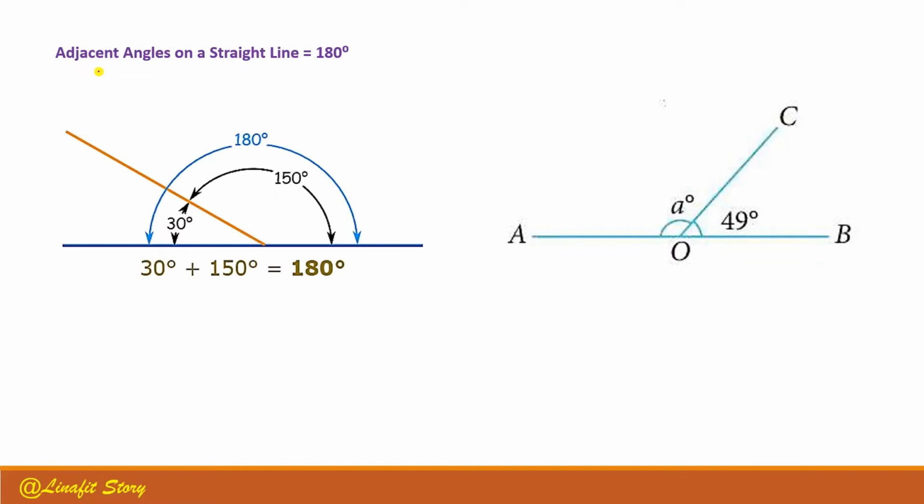The sum of adjacent angles on a straight line is equal to 180 degrees. For example, 30 plus 150 is equal to 180 degrees. Given that AOB is a straight line, calculate the value of A. So this is angle on straight line is equal to 180 degrees. So A is equal to 180 minus 49 is equal to 131 degrees.